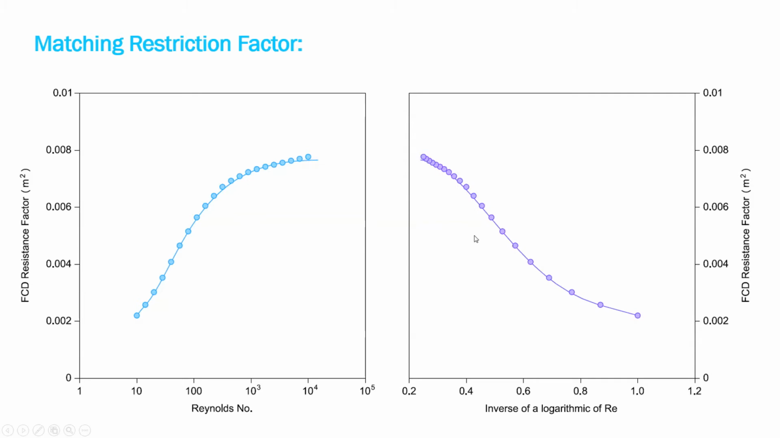You see the change at smaller Reynolds is higher. This is the inverse, so this is the smaller Reynolds, and you see the change at higher Reynolds is less. Once you convert it to the format of Reynolds, that's what we see for the pressure loss coefficient or this restriction factor, really following the trend of the change of the FCD resistance factor. And you can give it a try. If you just use log of Reynolds or Reynolds, it's impossible to match this behavior.